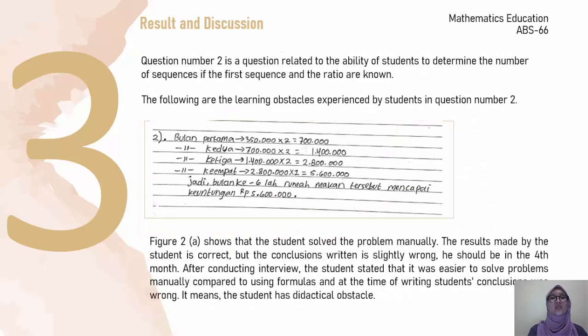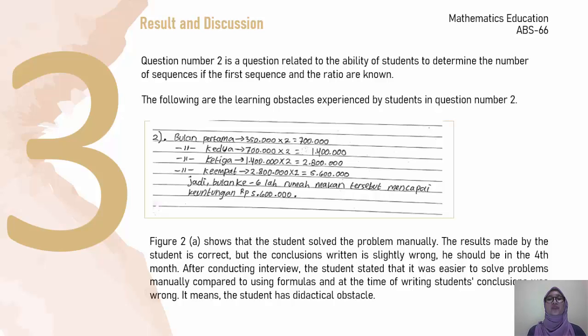And next, question number 2 is a question related to the ability of student to determine the number of sequence if the first sequence and the ratio are known. The following are the obstacle experienced by student in question number 2. On figure 2a, we can see that the student solved the problem manually. The result made by the student is correct, but the conclusion written is slightly wrong. He should be in the fourth month.